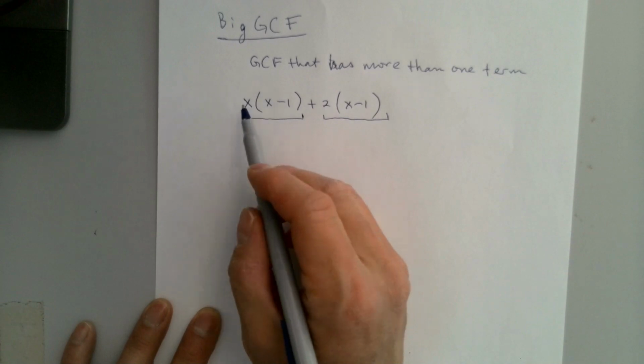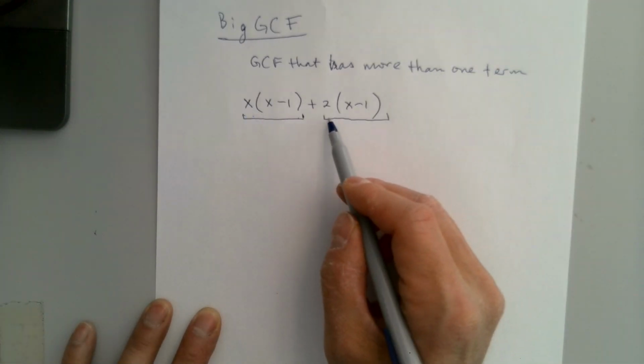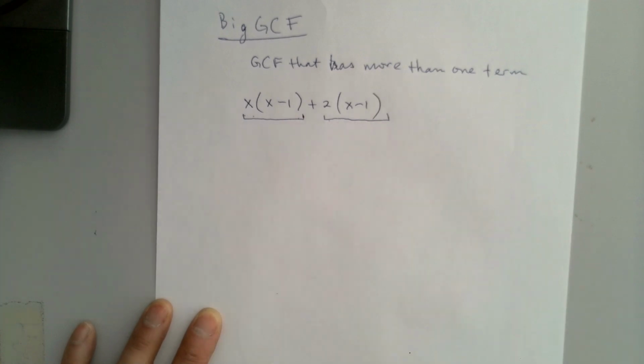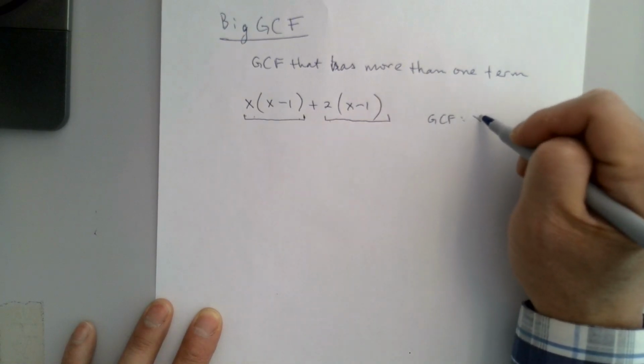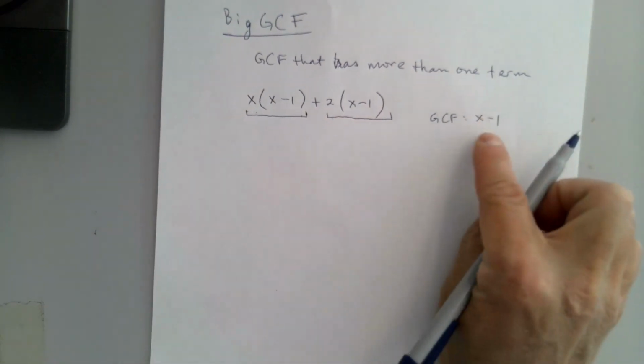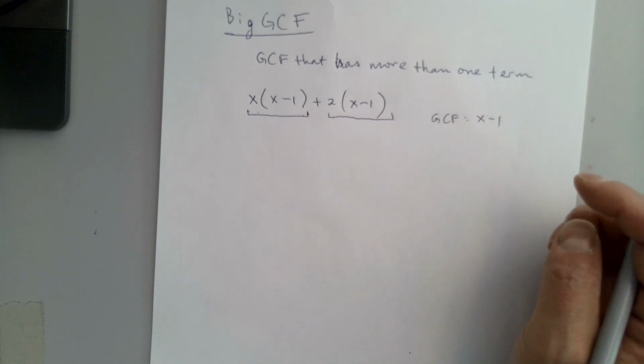The first term is x times (x minus 1). The second term is 2 times (x minus 1). You heard me say x minus 1 twice. So the GCF in this case is x minus 1. That's a binomial. So GCFs can be binomials.